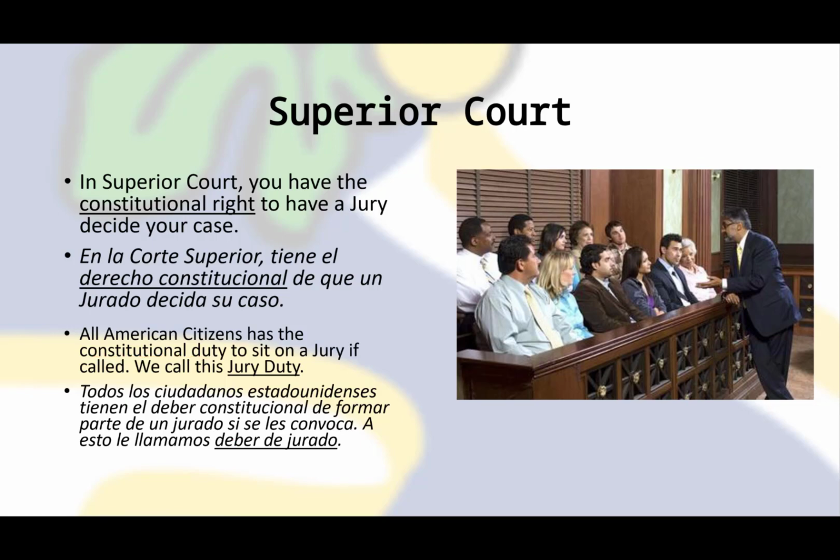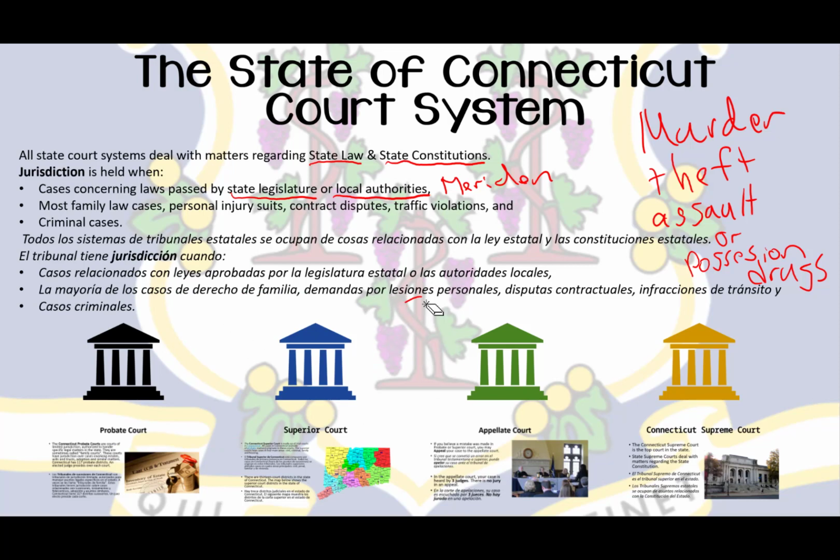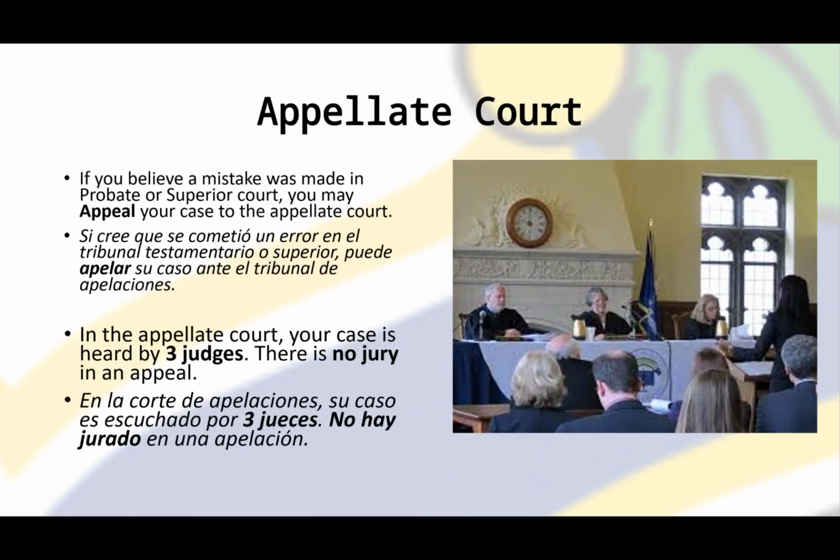So now we are going to move from the first level to the second level. When you think your rights were violated in these courts, you can bring it to the next court, which is the appellate court. The appellate stands for appeal, and if you believe a mistake was made in probate or superior court, you may appeal your case to the appellate court.